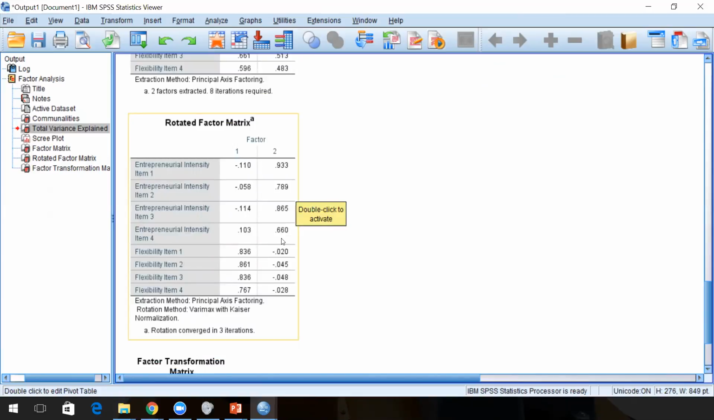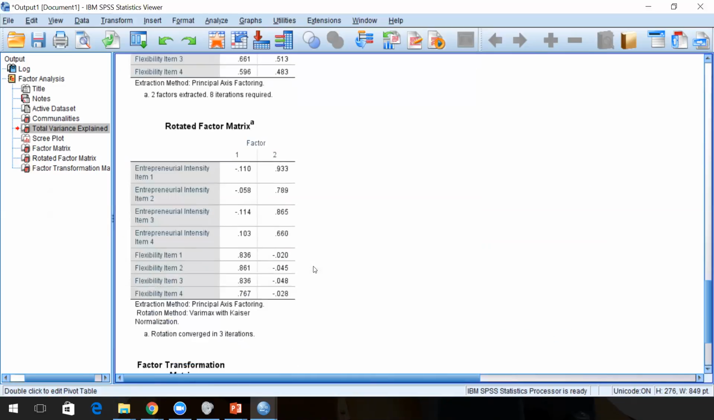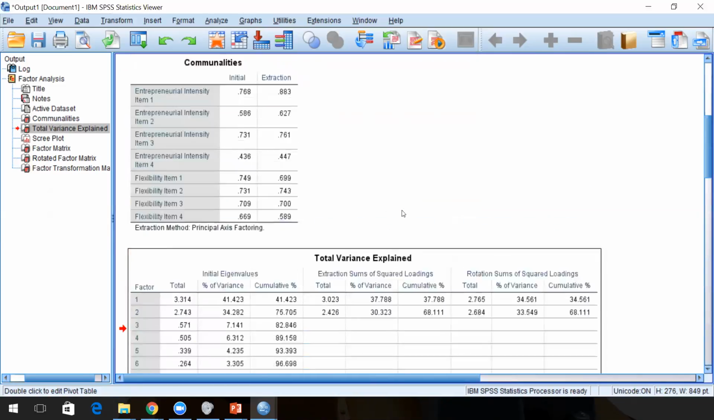However, factor 2, the entrepreneurial intensity measures correlate very highly with factor 2, which indicates factor 2 is in fact entrepreneurial intensity. Same with our flexibility. The opposite of flexibility, they correlate highly with factor 1, which indicates factor 1 is really flexibility, and they correlate hardly at all with factor 2. And so it's telling us, yeah, there are 2 factors, and our questions are associated with the factors we'd expect. This is good.